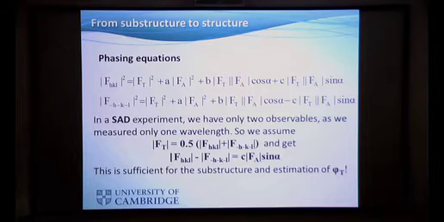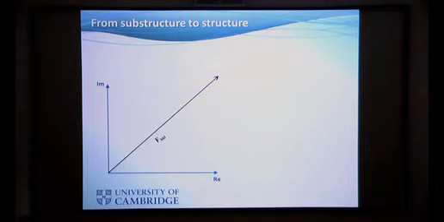However, you all know that we can also do SAD, and the question is, why can we do SAD? We only have two observables because we have measured only one wavelength. So we have to assume that the length of Ft will be the average of FHKL and its Friedel mate, and consequently get this. And that is sufficient to make an initial assumption about the total phase. I'll show that again graphically.